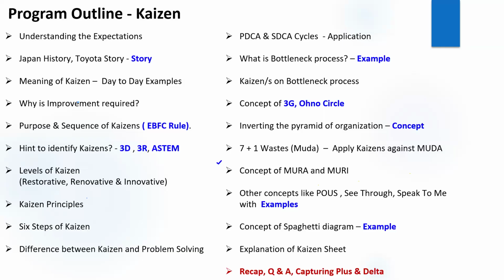The spaghetti diagram is a concept mainly discussed when we are discussing transportation and motion waste. We'll discuss that concept as well. And in the last, we will explain the Kaizen sheet to you. Okay, so this will be the program outline.